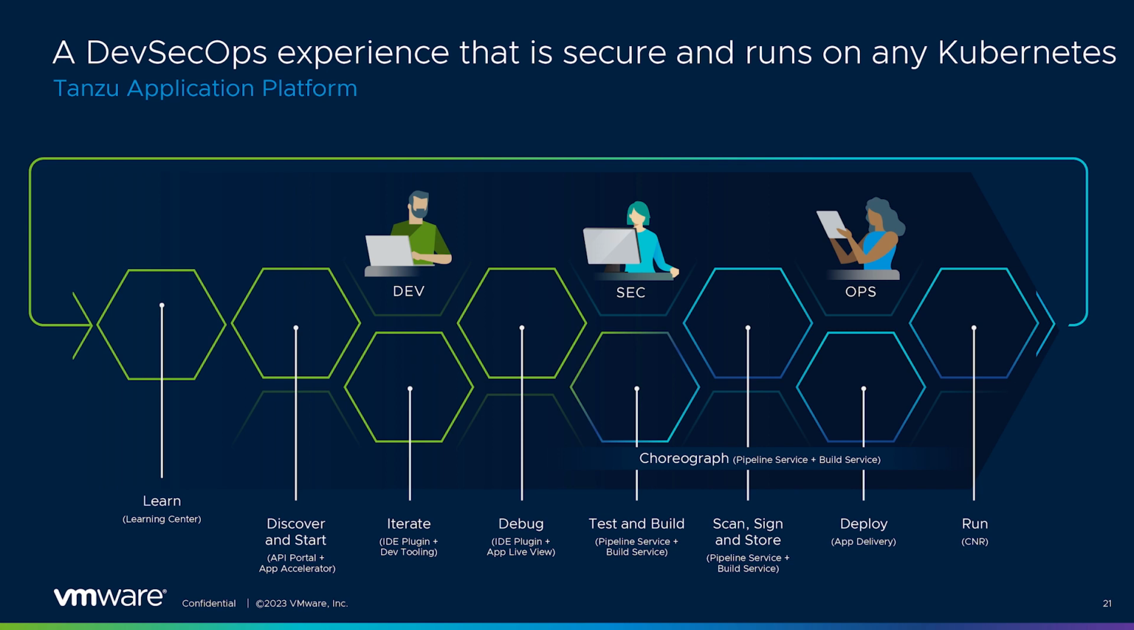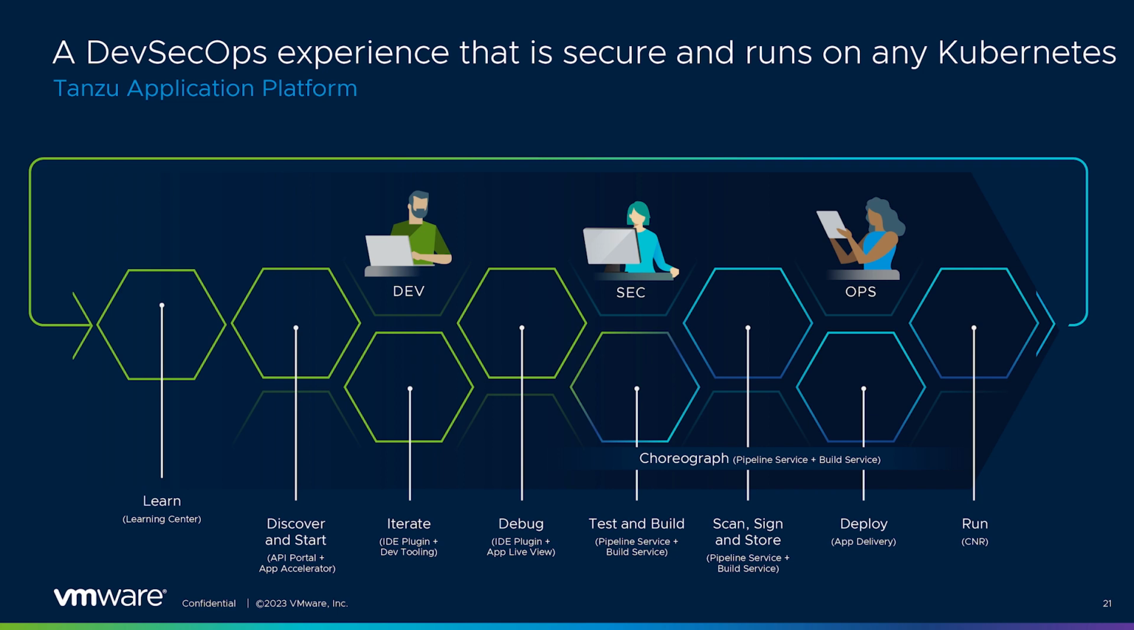In green, we have what we are calling the inner loop. We're going to be more focused on the developer, with concepts like app accelerator, where they can request templates, or skeleton templates, for the applications, and also have an API portal if they want to expose some of the APIs for their application. If they want IDE tooling, this is all what we're calling the inner loop, and also to be able to debug the application.